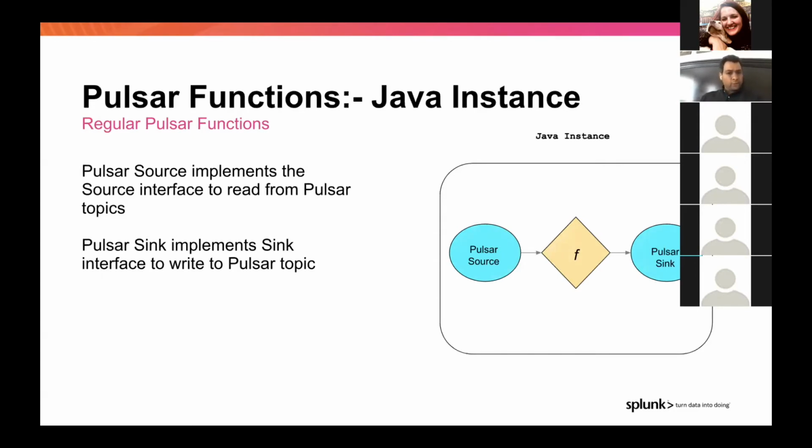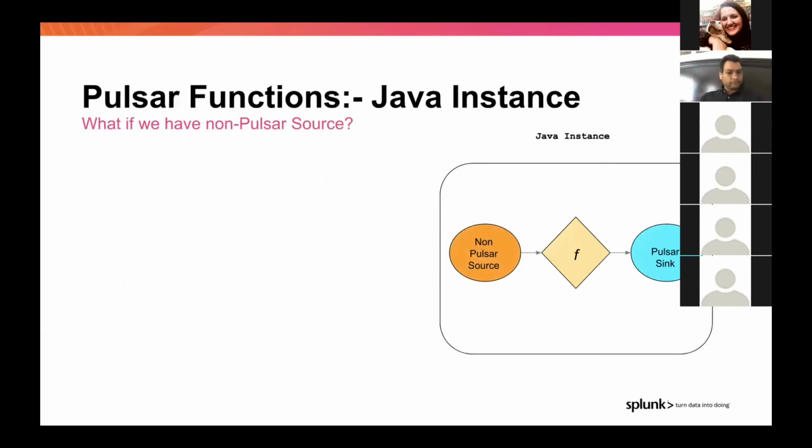Now, why did we do it this way? Because the idea was, if we now substitute, let's just say, instead of a Pulsar source, a non-Pulsar source, let's say we're reading from Kinesis, or we're reading from Google PubSub, that becomes a connector. And here is where we segue into Pulsar IO. This is the reason we say Pulsar IO is actually using the same execution framework as Pulsar functions.